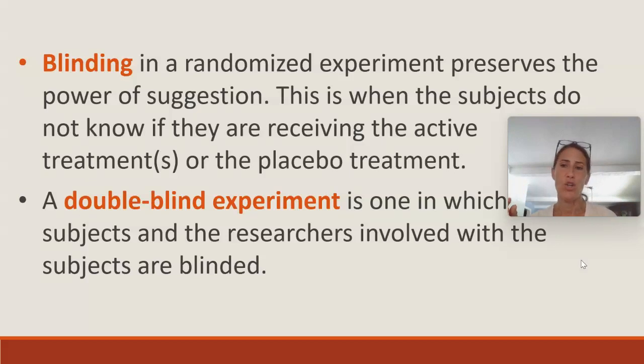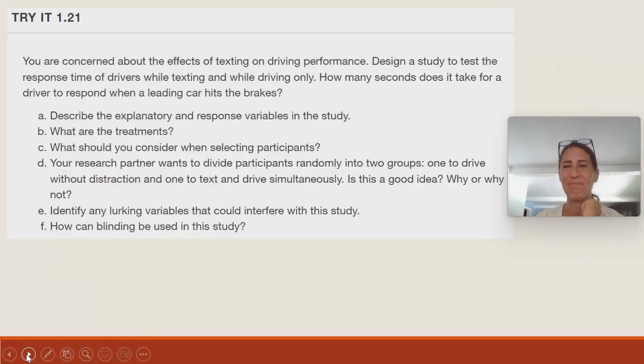But if the researcher knows what group the subject is in, that can also affect the outcome because they might treat the subjects differently, or they might just behave differently. So double blinding is when neither the subject nor the researcher knows what group the subjects are in.